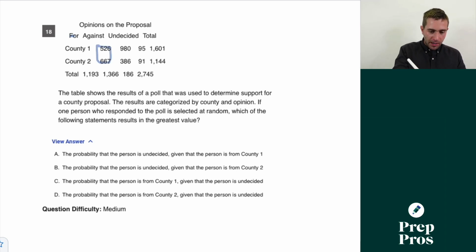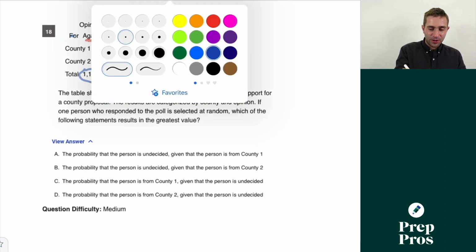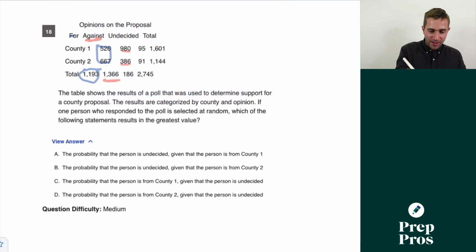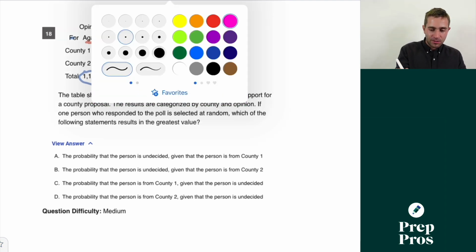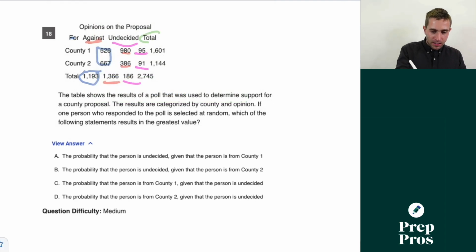So these are going to have to be my for values. These are going to have to be my against values. So, yeah, this is very confusing how they release this here. So these are going to have to be all of my for values. All the red ones are going to have to be my against values. These are all going to give me my undecided values. And the last part, all of these are going to give me my total values. So definitely it was way cleaner on test day, but we should be able to figure this out now.